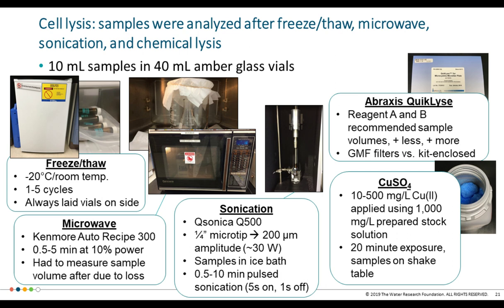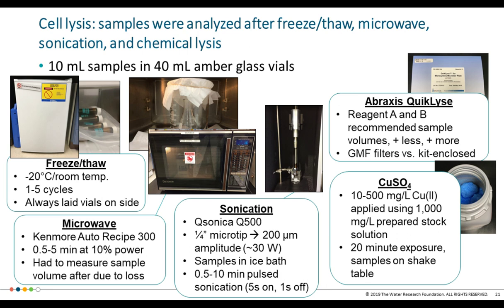For chemical lysis, we looked at Abraxas Quick Lyse, which comes with proprietary reagents that are added sequentially. The whole process takes about 20 minutes. In this case, we wanted to look at less volume than they recommend and more volume than they recommend, to see where their recommendations shake out when we're looking at the lysis of cells. We also used their kit enclosed filters, which are put in the end of pipette tips, and then you end up squeezing solution through it. We also compared that with syringe filters that were glass microfiber filters that are commonly used for looking at cyanotoxins.